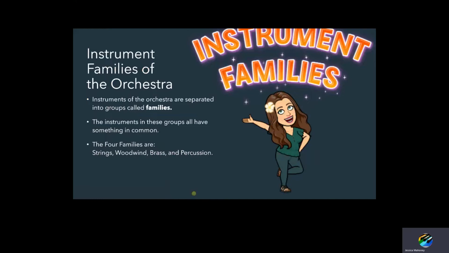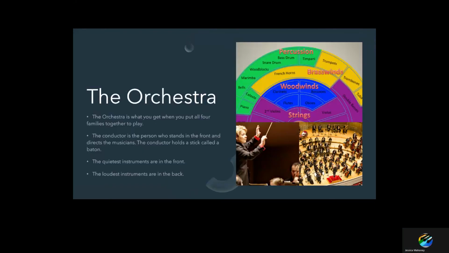And we group those instruments into groups called families. We sort those instruments into different families. The instruments in each group have things in common. That's why they're called families. The 4 instrument families are string, woodwind, brass, and percussion. And today we're going to learn about those instruments. The orchestra is what you get when you put all 4 instrument families together to play music.